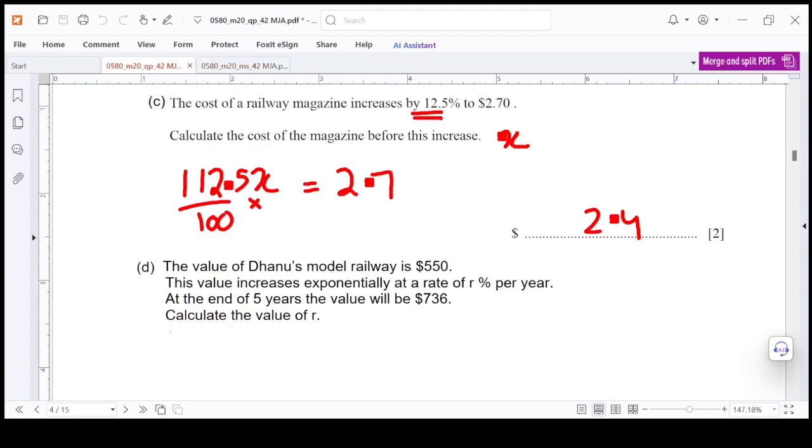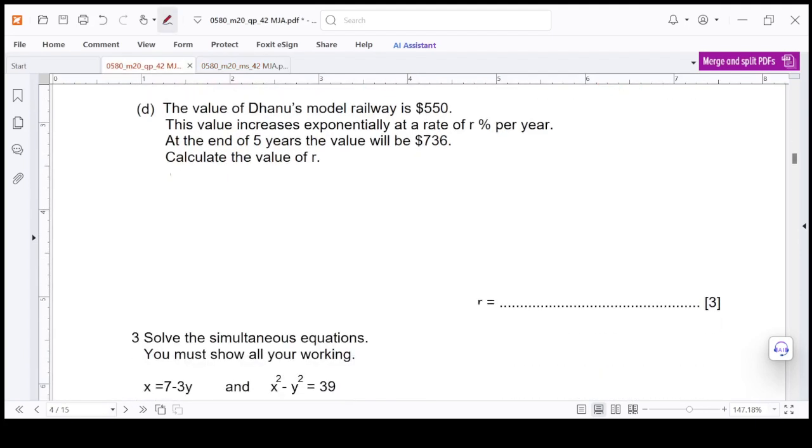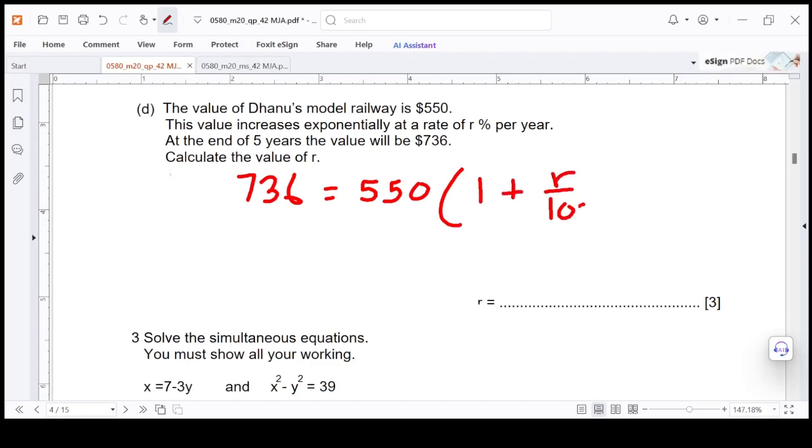Let's take a look at part D. The value of Dhanu's model railway is $550. This value increases exponentially at the rate of R% per year. At the end of 5 years, the value will be $736. Find the value of R. So the new value is 736. The initial value is 550. And it's an exponential increase. So 1 plus R upon 100 and the power would be 5.